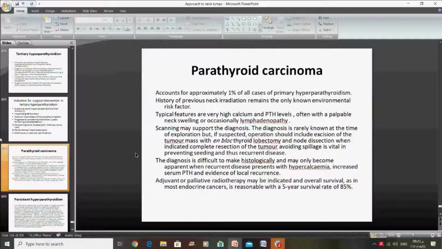Disease اللي يصيب أيضا parathyroid carcinoma. This accounts for 1% of all cases of primary hyperparathyroidism. قبل شوية حكينا one of the causes of primary hyperparathyroidism هي شنو؟ الباراثايرويد carcinoma. History of previous neck irradiation remains the only known environmental risk factor. High calcium and high parathyroid hormone levels, often with a palpable neck swelling. Scanning may support the diagnosis.